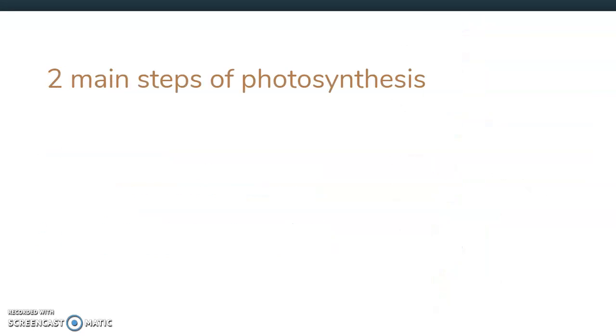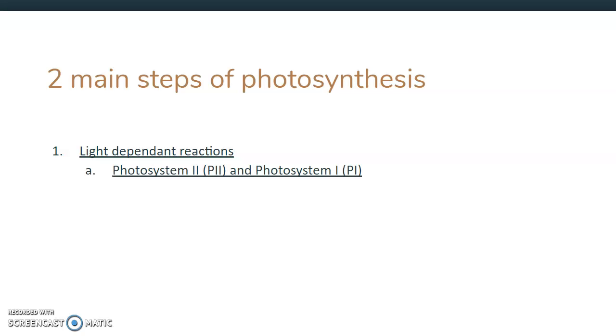But we have two main steps of our photosynthesis. We have our light-dependent reactions, which are named photosystem 2 and photosystem 1. I'm sorry, that is confusing. They were named in the order that they were discovered and not the order that they actually go in our process. But that is their names.